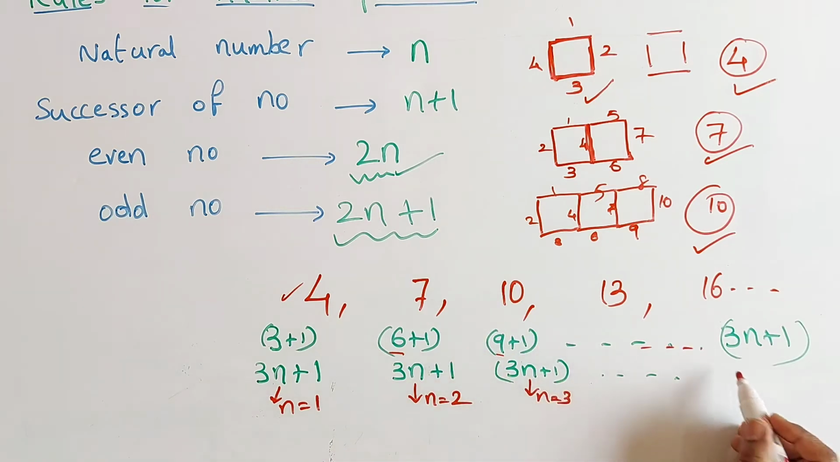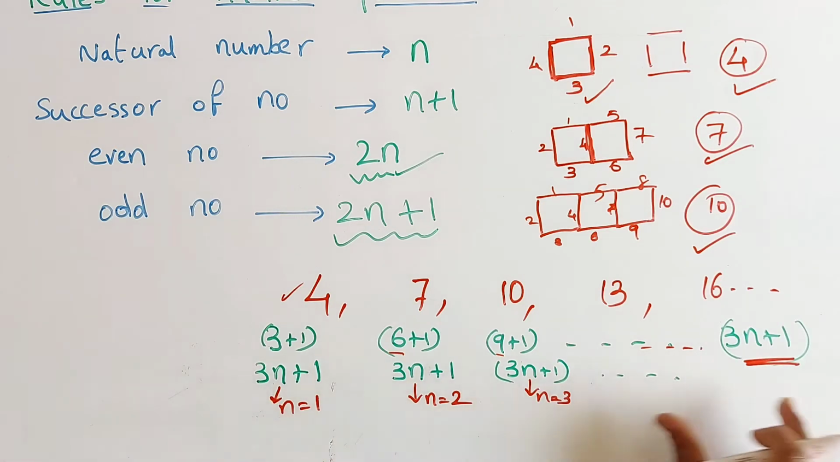So the pattern goes like this children, 3n plus 1. Right children? Here n may be 10, 100, 1000, anything. But the pattern is going like 3n plus 1.